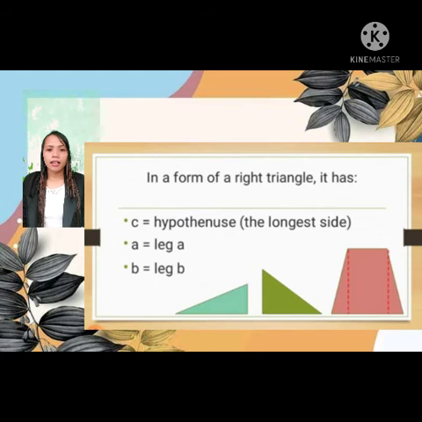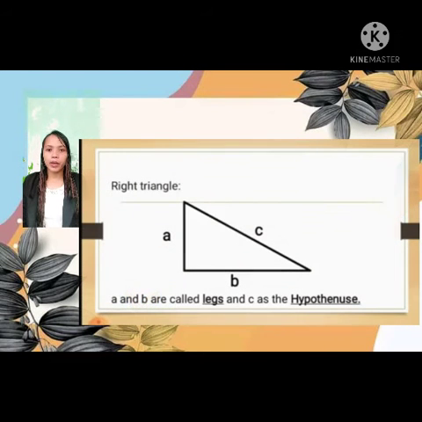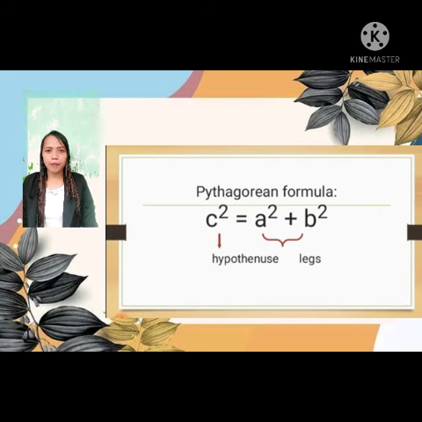This is the illustration of a right triangle where we have a, b, and c, where a and b are called legs and c is the hypotenuse. To associate them in the Pythagorean formula, c is the hypotenuse and a and b are the legs. Example 1. So we will try to use the formula in the first example.